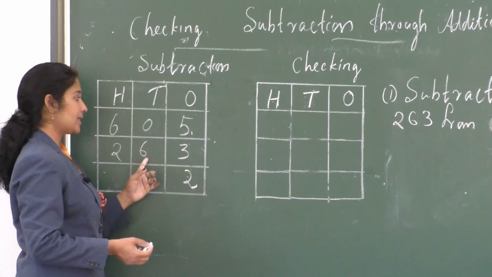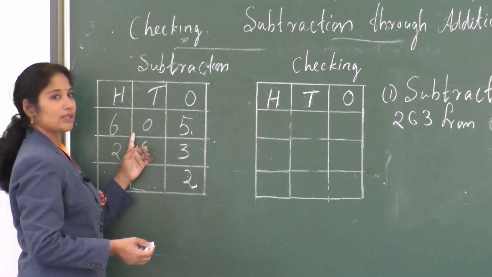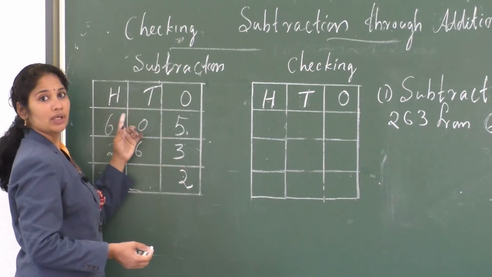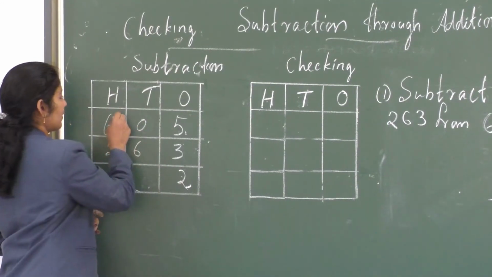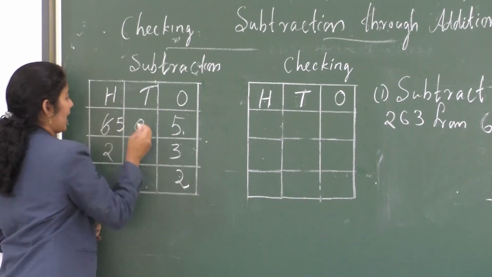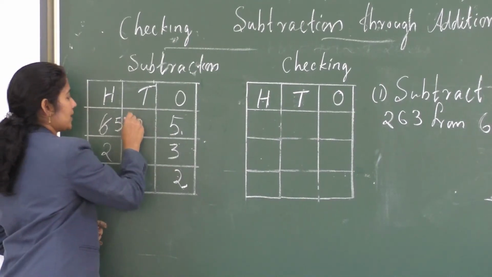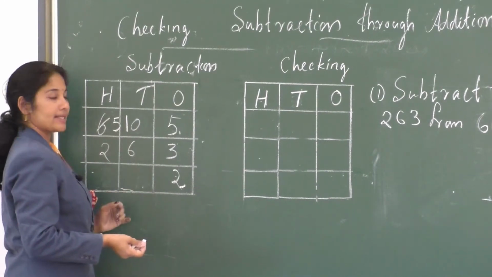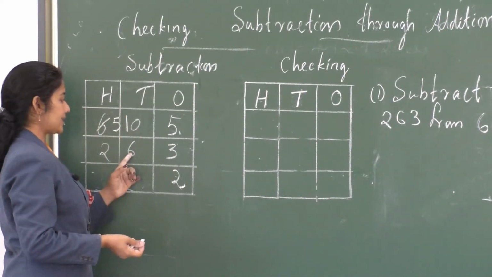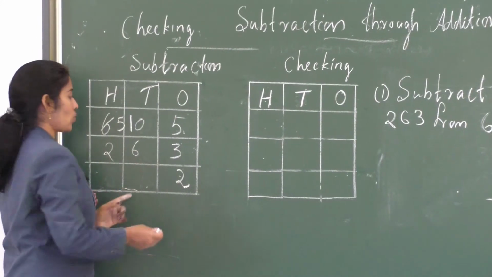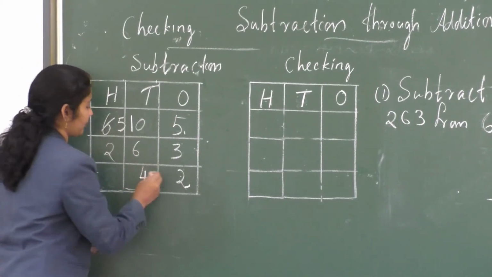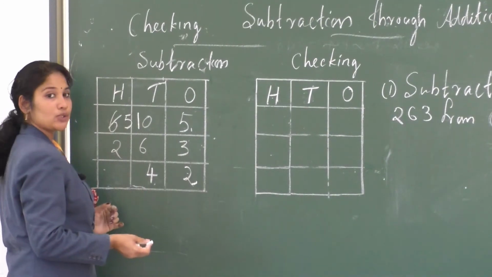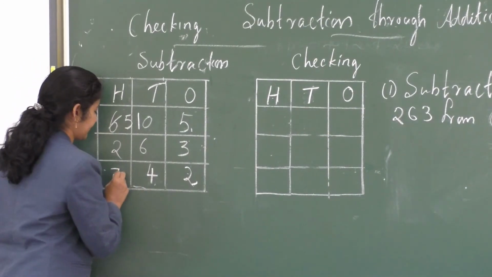0 is smaller than 6, so we have to regroup. So we have to take 100 from the hundreds place. So 6 will become 5 and 0 will become 10. So we have 10 and 6. 10 minus 6, 4. Now we have 5 and 2. 5 minus 2 is 3.